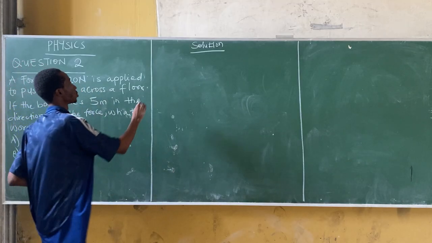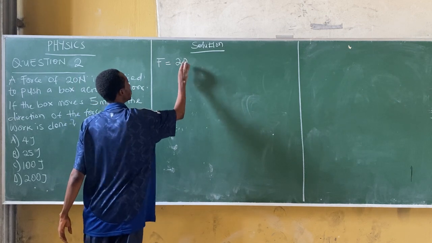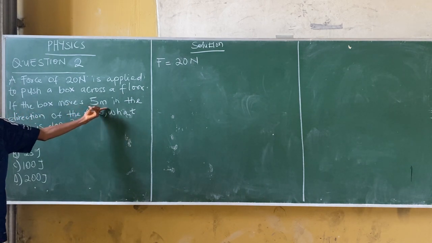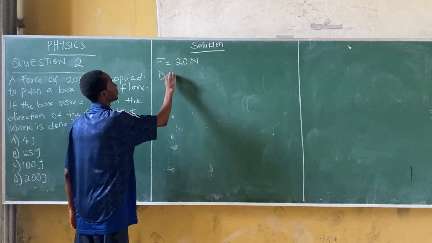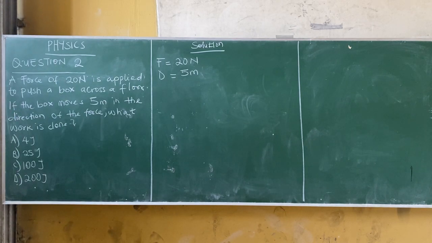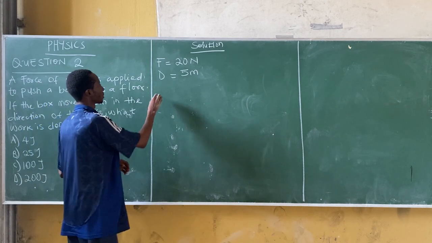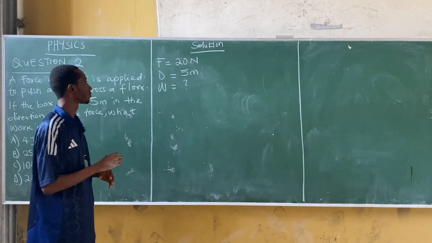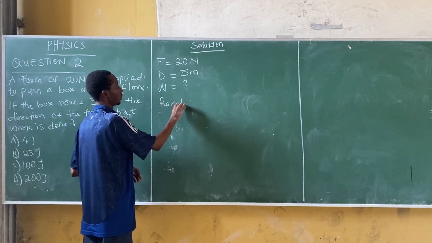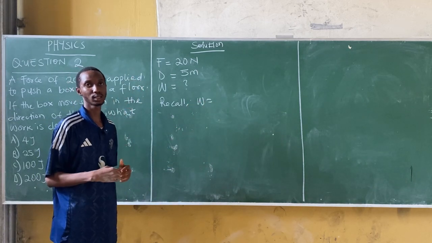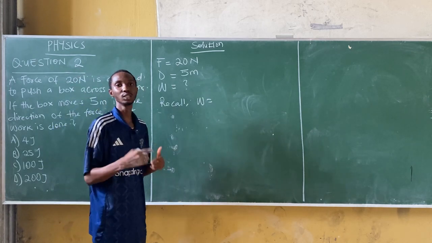Force is 20 newtons. So we have force as 20 newtons. Also, from the question, we were given distance to be 5 meters. So distance is equal to 5 meters. Now, they said we should find the work done. Work we don't know. But recall the formula. Recall that work done is the force acting through a distance. That is the force times the distance.